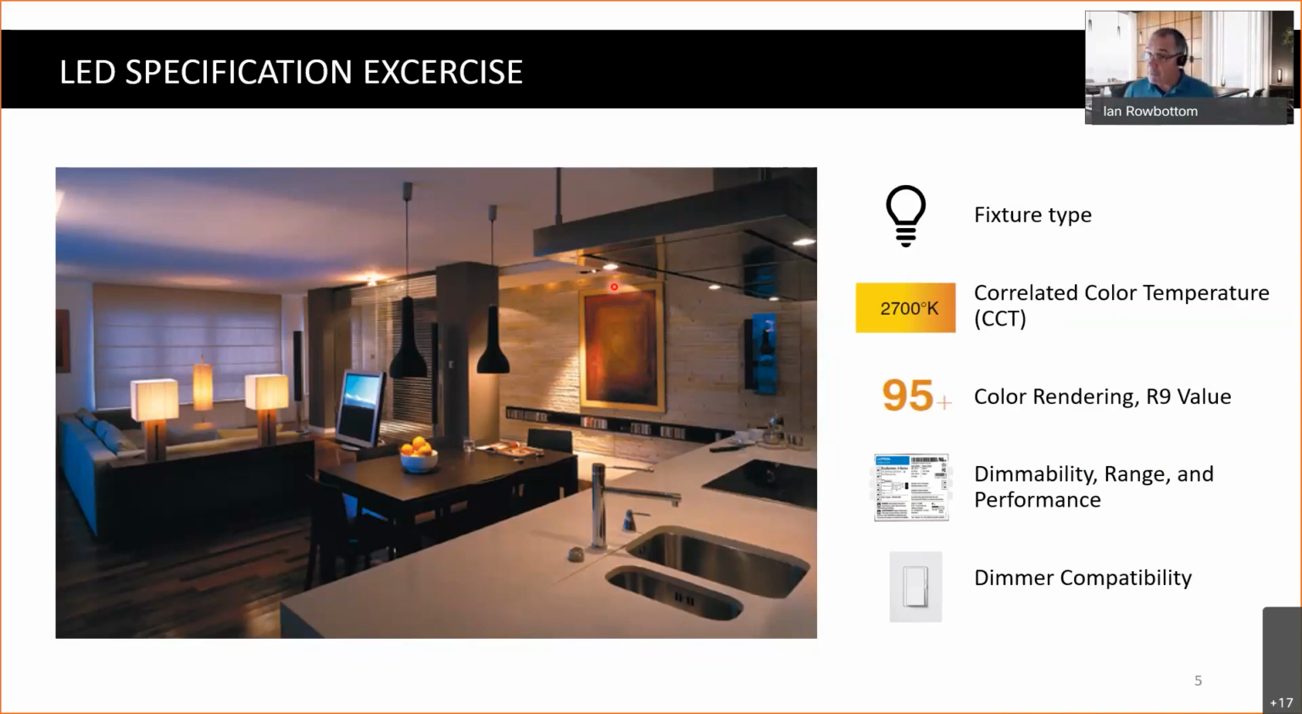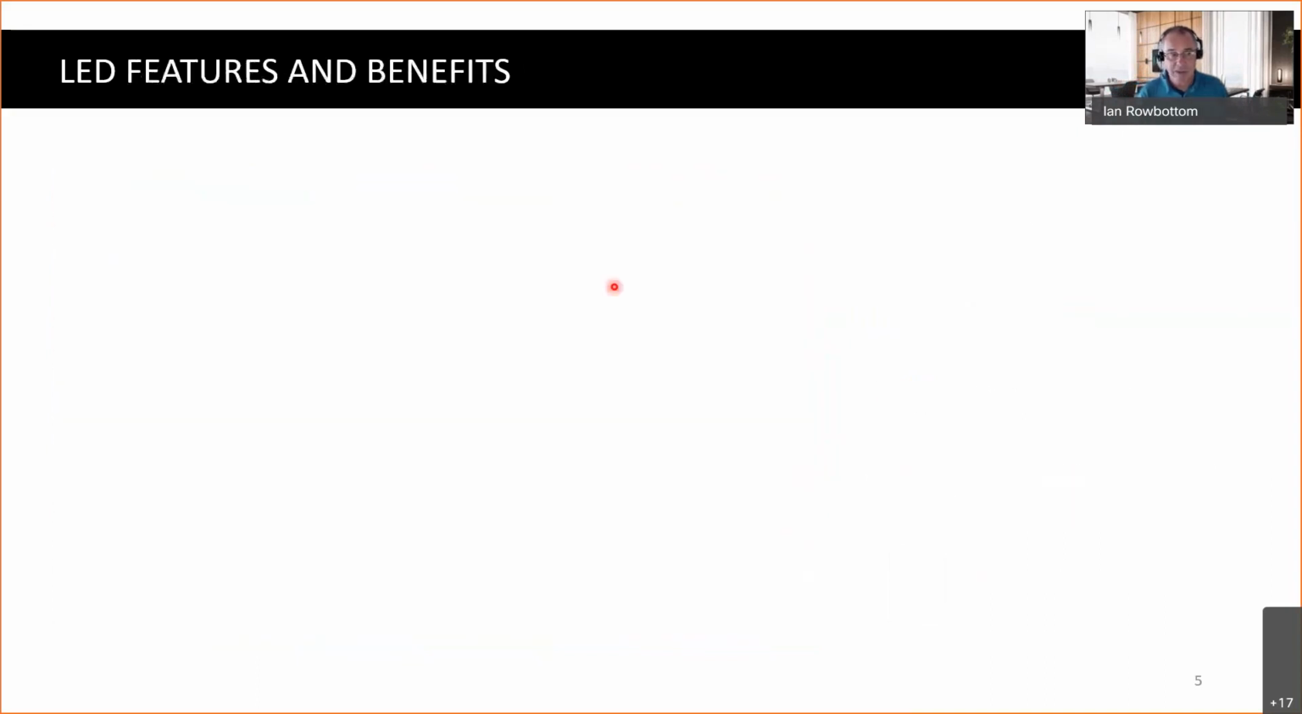Do we want to dim all of these light sources? What is the dimmability, the range, and the performance? And then once we've chosen the fixtures, what kind of dimmer do we need to make all this work? So these are some of the things that we have to consider when we are putting an LED installation in. So, how often do you specify LED and why do you specify them?